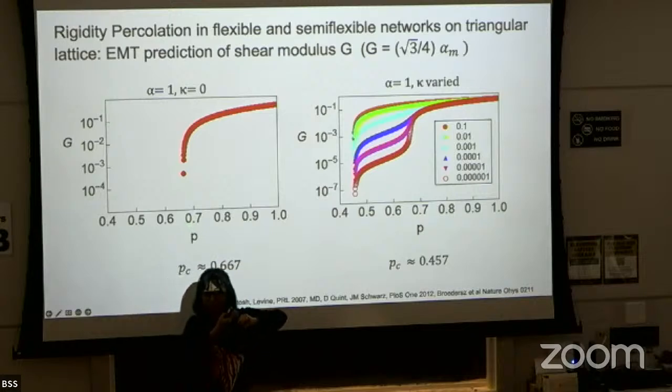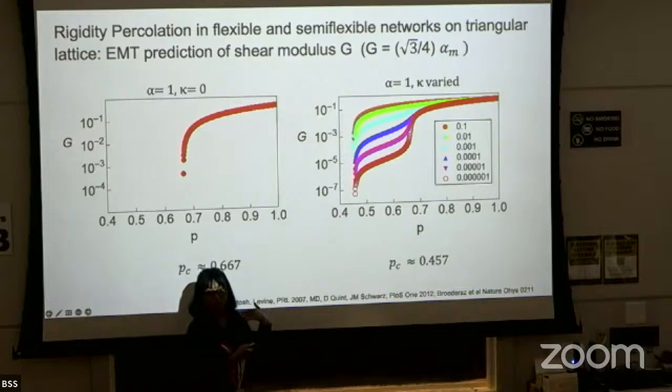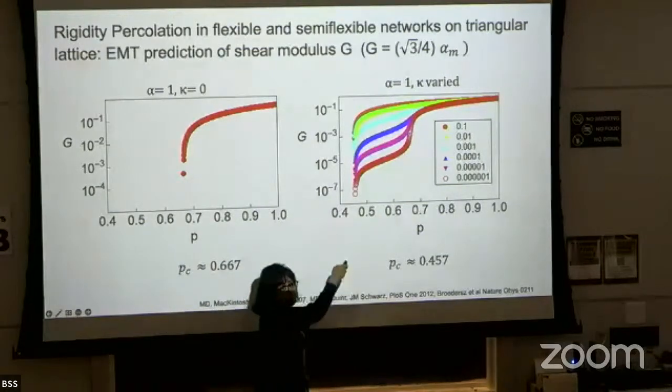This point, the 0.67, is known as the isostatic point. That's the transition point for just a spring network, and this is the rigidity percolation threshold. So when we study exponents, you can study exponents of what's happening near this point. You can also study exponents of what's happening near this point.